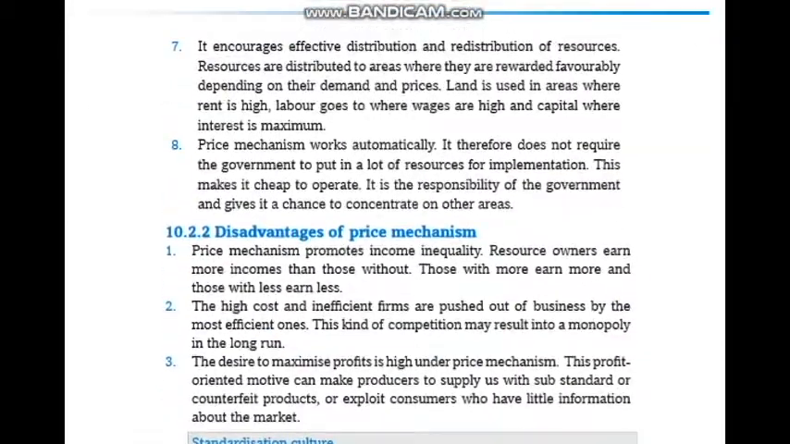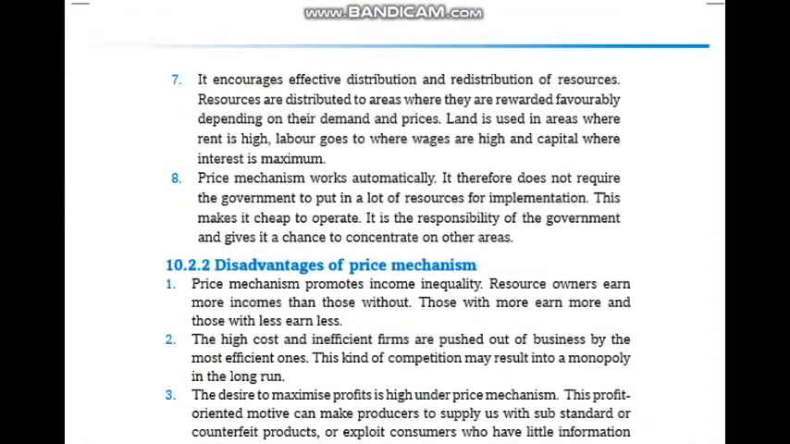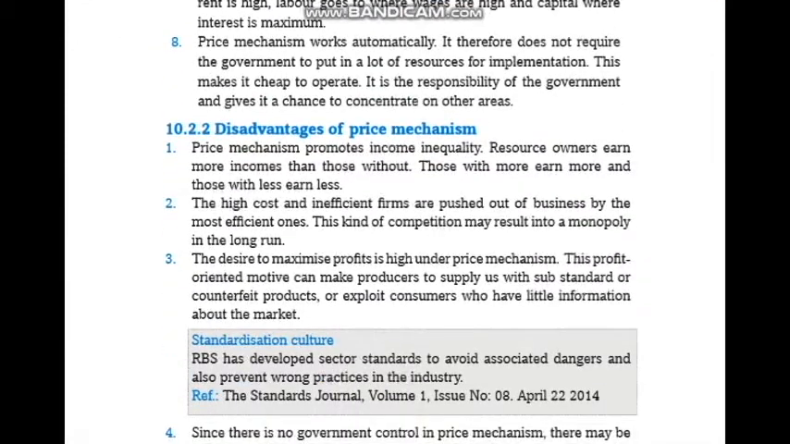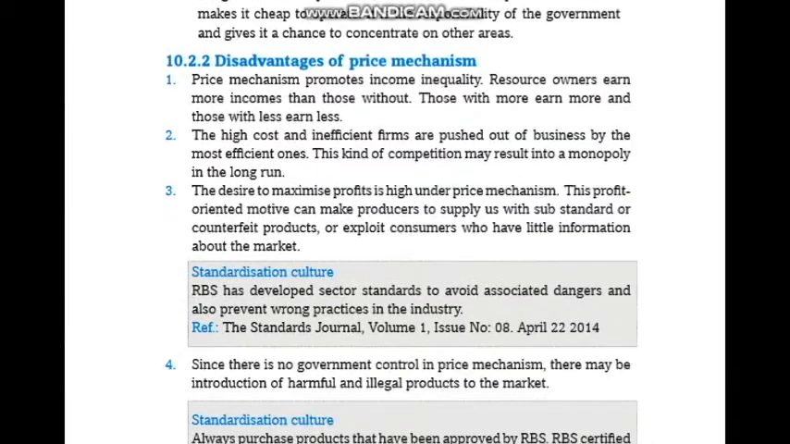So number 7 now. Number 7, it encourages effective distribution and redistribution of resources. We have spoken about it. Number 8, price mechanism works automatically. It therefore does not require the government to put in a lot of resources for implementation. This makes it cheap to operate. It relieves the government and gives it a chance to concentrate on other areas. So after the advantages, we're going to see disadvantages of price mechanism.